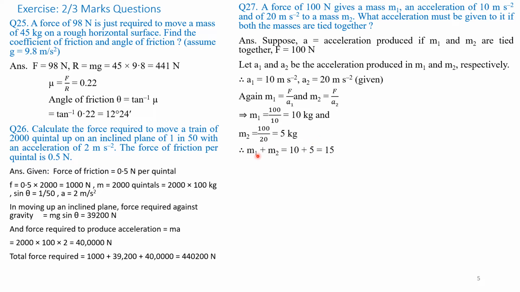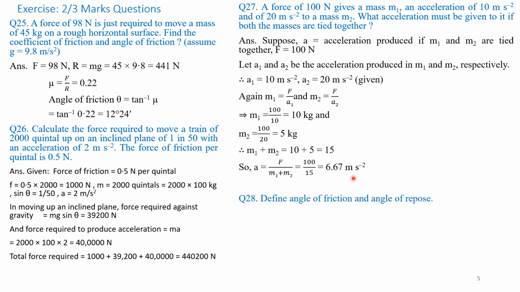Therefore, m1 plus m2 is equal to 15 kg. So, A is equal to F by m1 plus m2, that is equal to 100 divided by 10 plus 5, 15, that is equal to 6.67 meters per second square. Hence, the acceleration of 6.67 meters per second square must be given to it if both the masses are tied together.